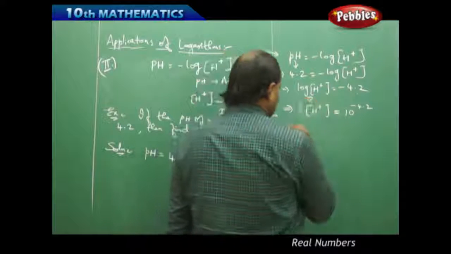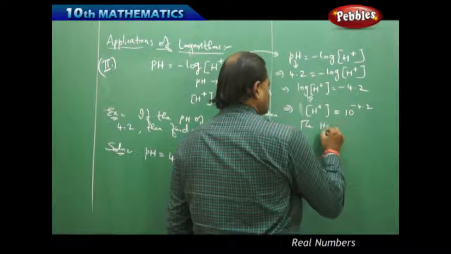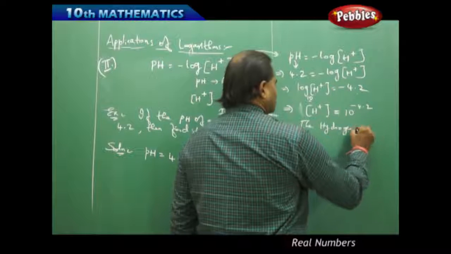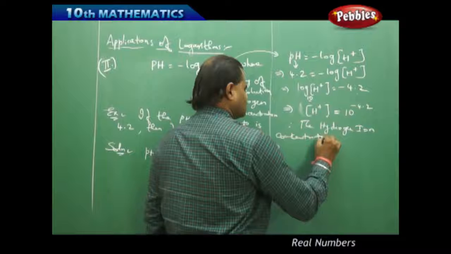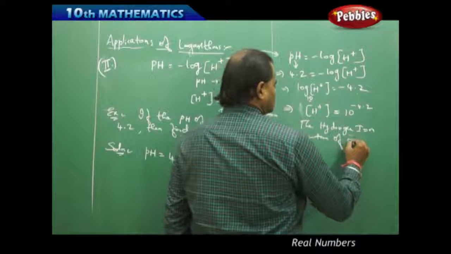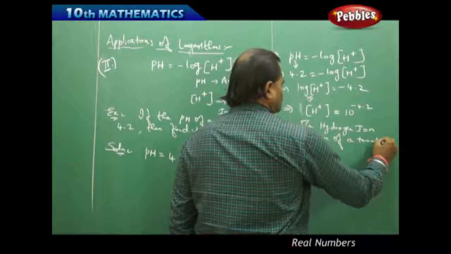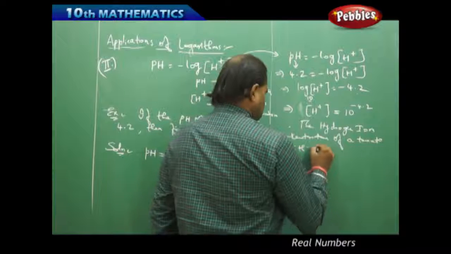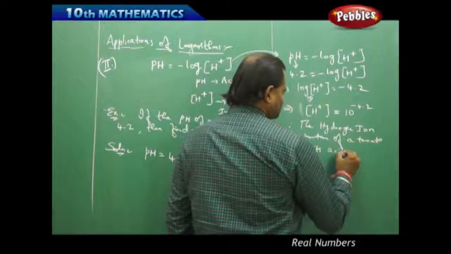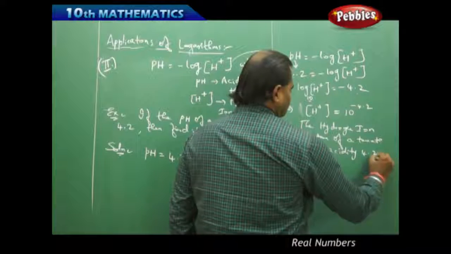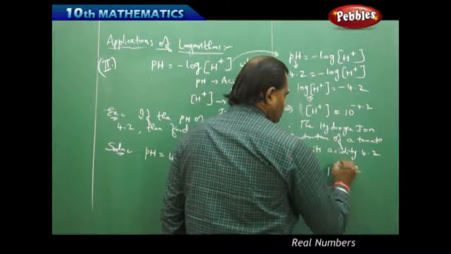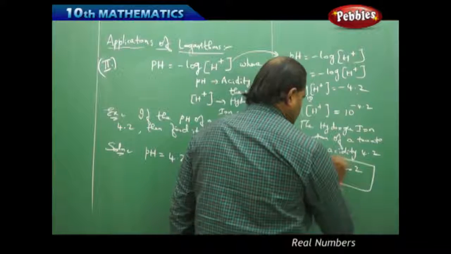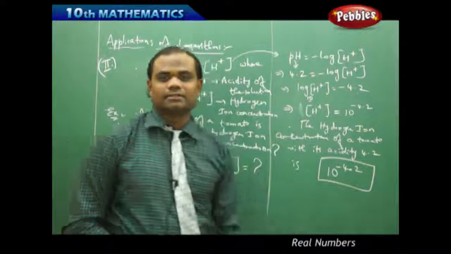So the hydrogen ion concentration of a tomato with its acidity 4.2 is 10 power minus 4.2, as can be calculated using a calculator.